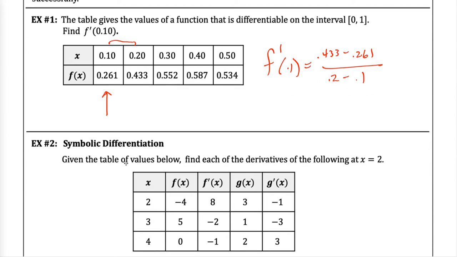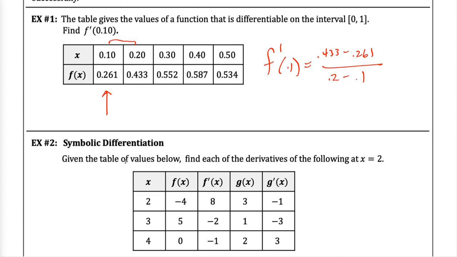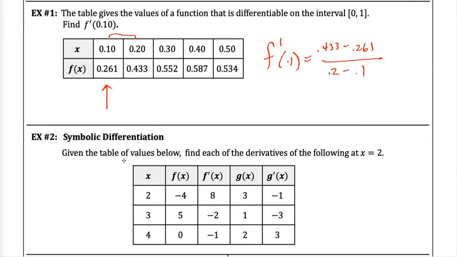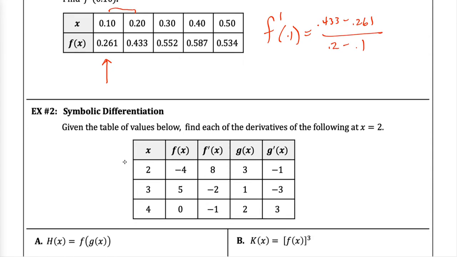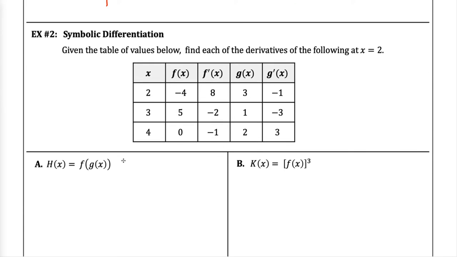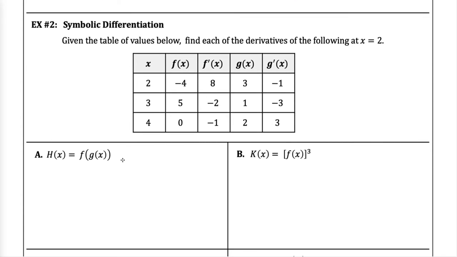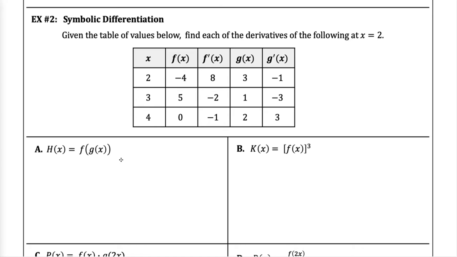Now, example 2, vastly different kind of question. That's why I originally was going to skip number 1, because number 2 is nothing like it. It's still considered symbolic because we don't really have any equations.